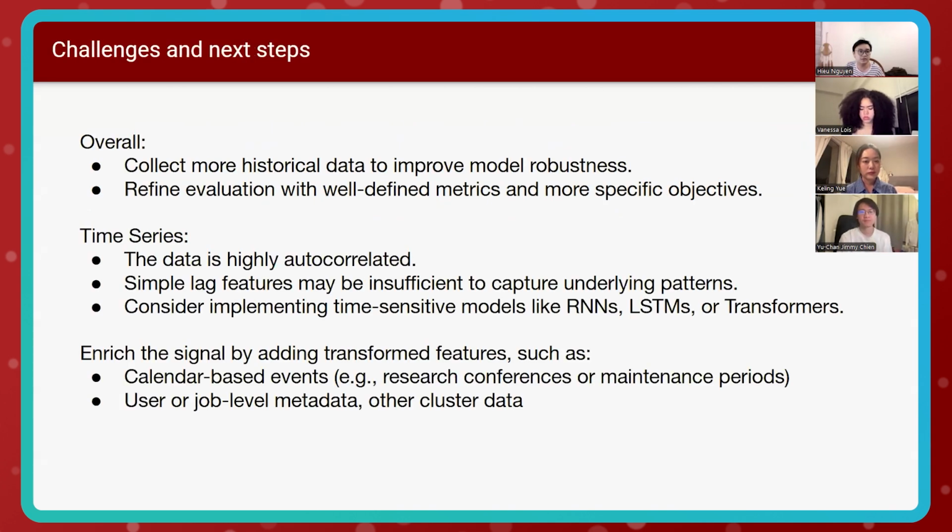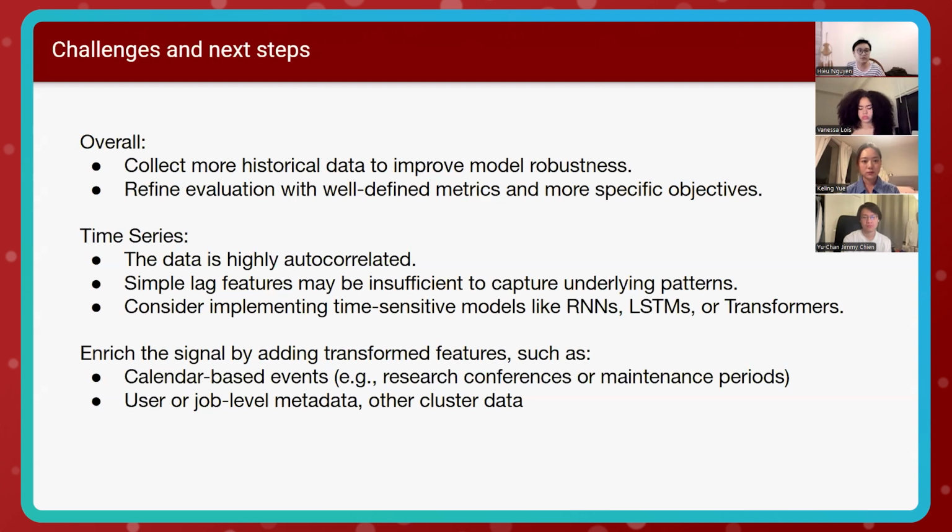Challenges. In general, we would want to collect more historical data to improve the model, and we also want to refine the evaluation with well-defined metrics and more specific objectives. And since this is time series data, we would want to have more complex features other than some simple lag features. We also want to consider implementing time-sensitive models like RNN, LSTM, or transformers.